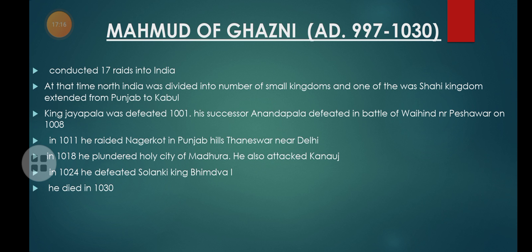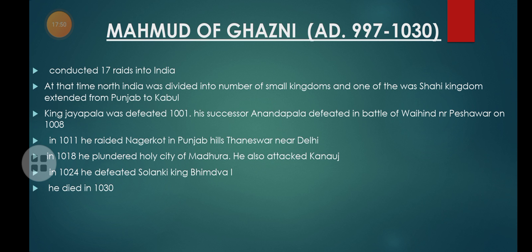Actually, this man's nature is that he will bring some armies into India and fight with the people, and he will loot the precious materials and go away. 17 times he came like that. He fought with the rulers and defeated them, then looted the precious materials and ran away. So this is the practice of Muhammad of Ghazni.